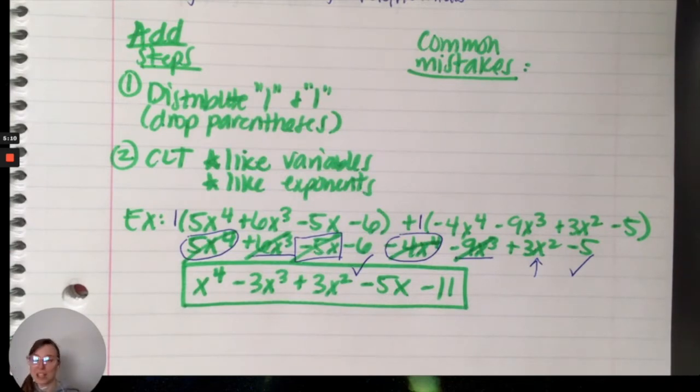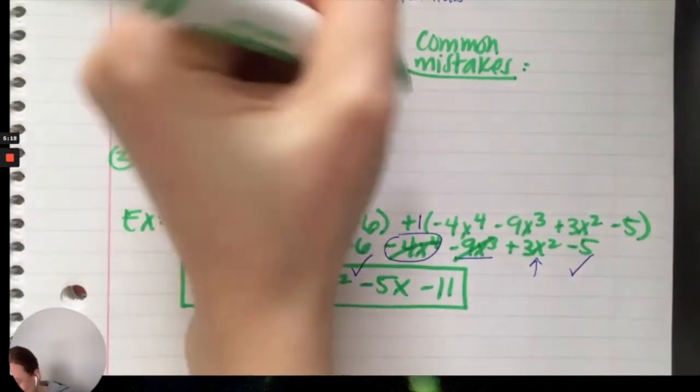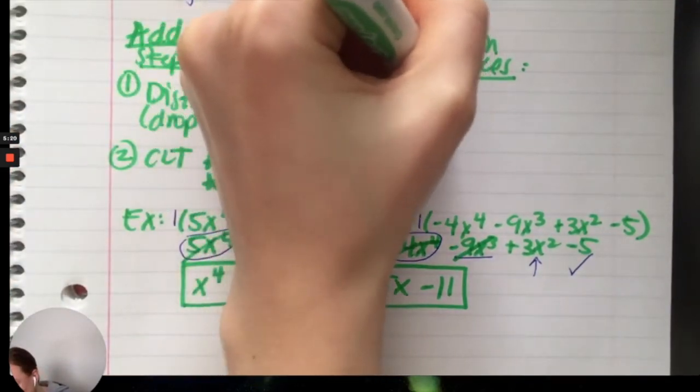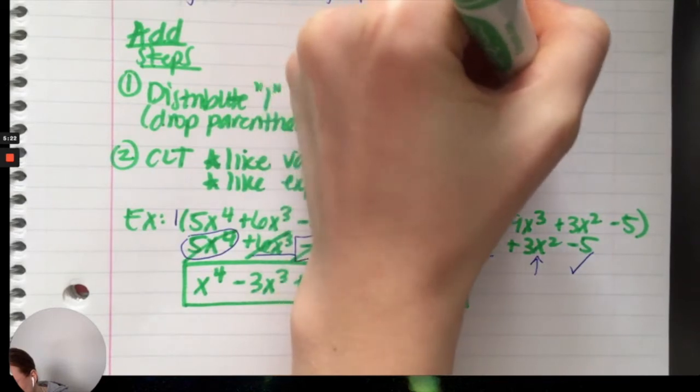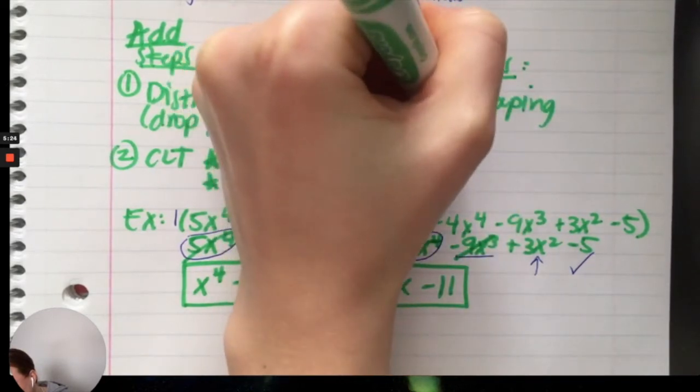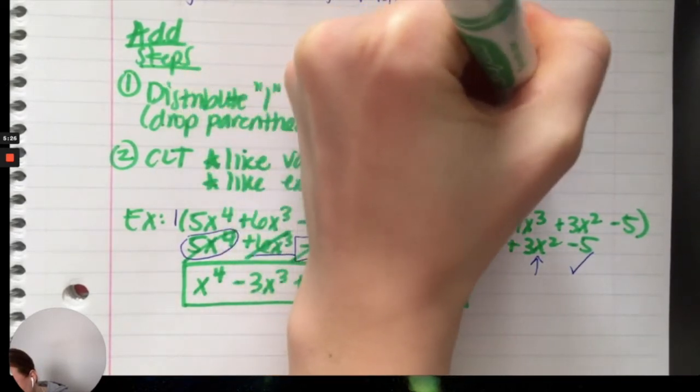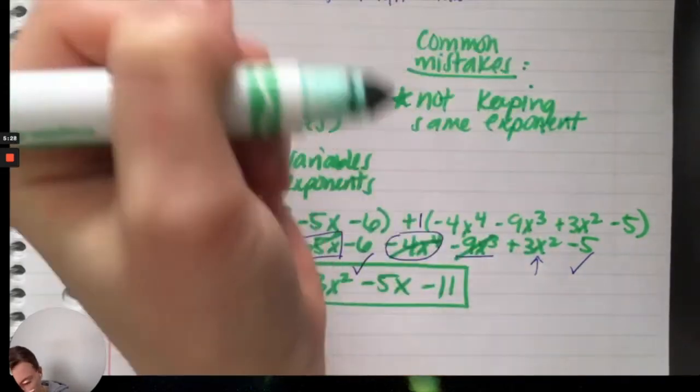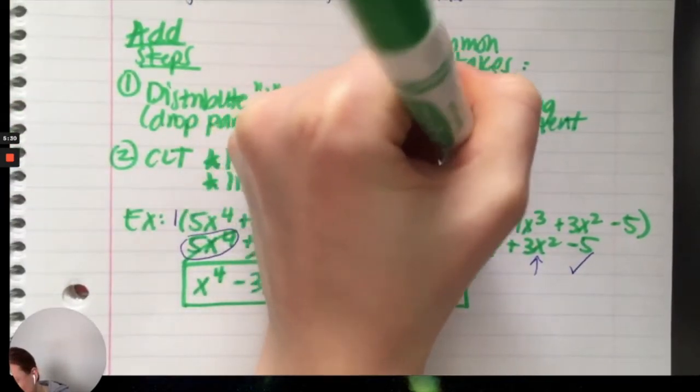So this is getting you familiar with it so you're not totally blown out of the water when we need something that is cubed, like volume. Okay, so common mistakes would be not keeping the same exponent.